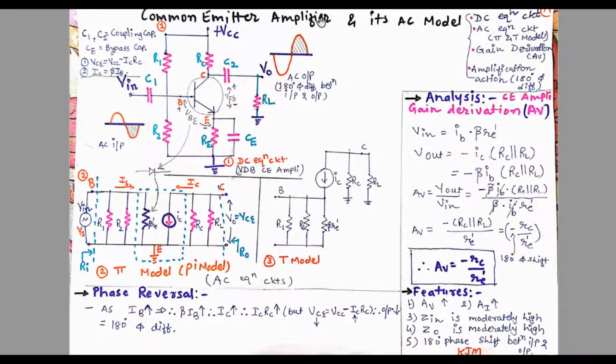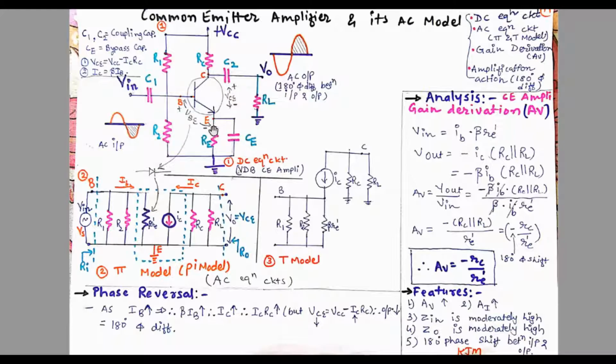So students, we know that an amplifier magnifies the AC input signal. Look at this. This is the AC input signal and this is the AC output signal. In this topic, we will start with the DC equivalent circuit, AC equivalent circuit, gain derivation and amplification action for the common emitter amplifier. So let's start with this DC equivalent circuit.